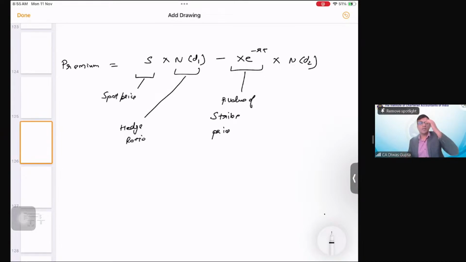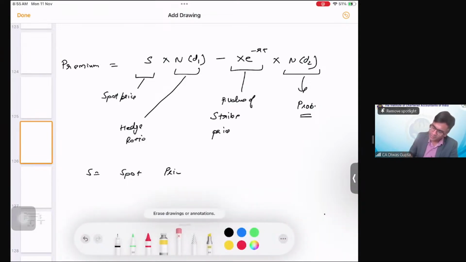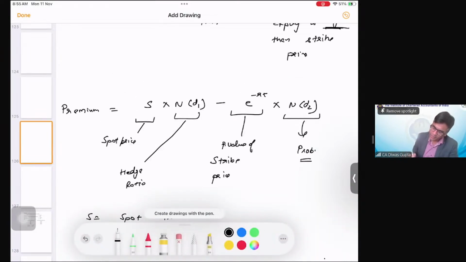So X is the strike price and e raised to the power minus RT is the present value factor. N(d2) is the probability that we have talked about above. Okay. So S here is the spot price. So students, don't get confused between this X and the other multiplication X.